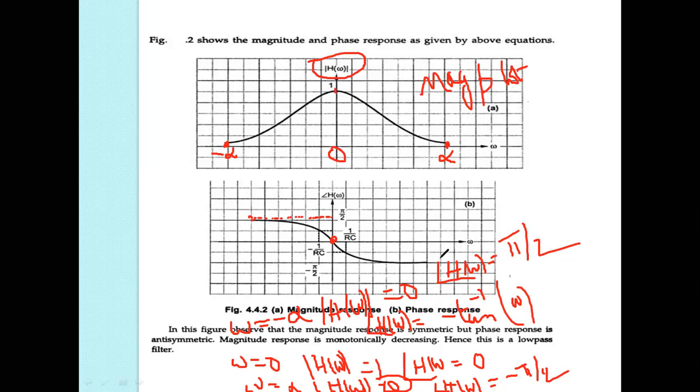And omega is equal to infinity. See here, omega is equal to infinity, and here minus omega, minus infinity. What is the value at omega equal to infinity? The angle is minus pi by 2. So see the minus pi by 2 here, up to this it is minus pi by 2. So the curve varies from minus infinity, crossing 0, and goes to plus pi by 2. It starts at plus pi by 2, crosses 0, and ends at minus pi by 2. This one is the magnitude plot, and this one is the phase plot.